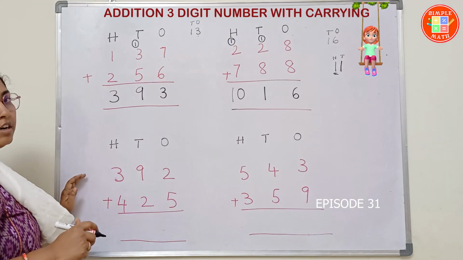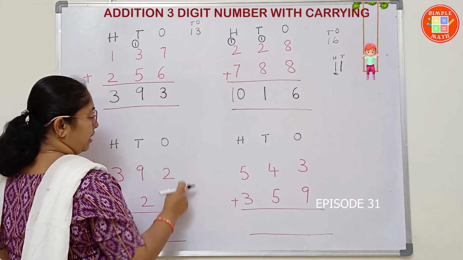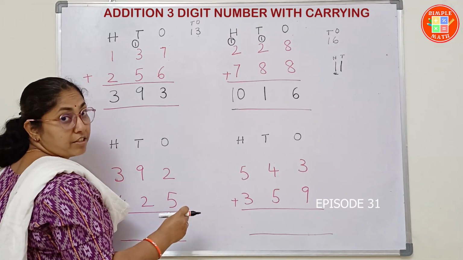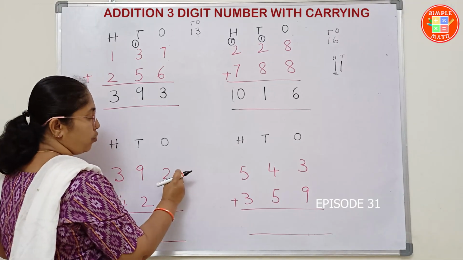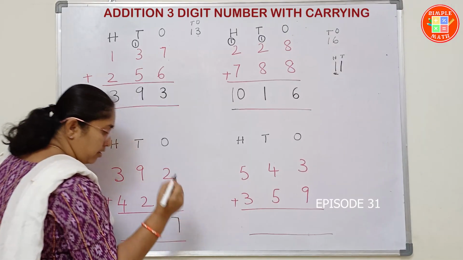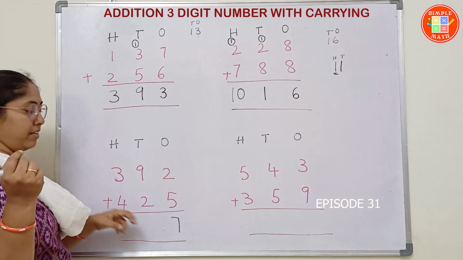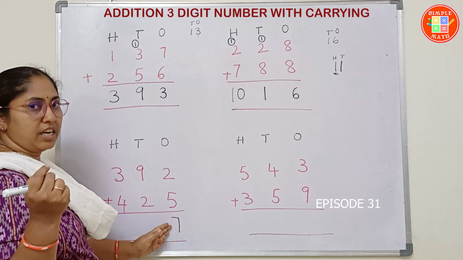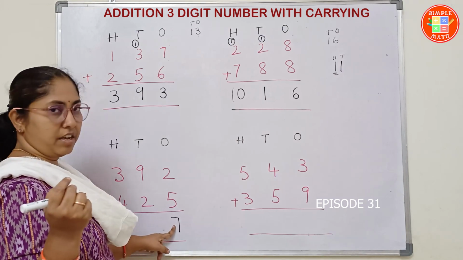Now come to the third problem. Here, start addition from the ones column. 5 in your mind, 2 on your fingers, count after 5: 6, 7. There is no 2-digit number. We didn't get any 2-digit number here. So it is a single digit. So we write 7 here.